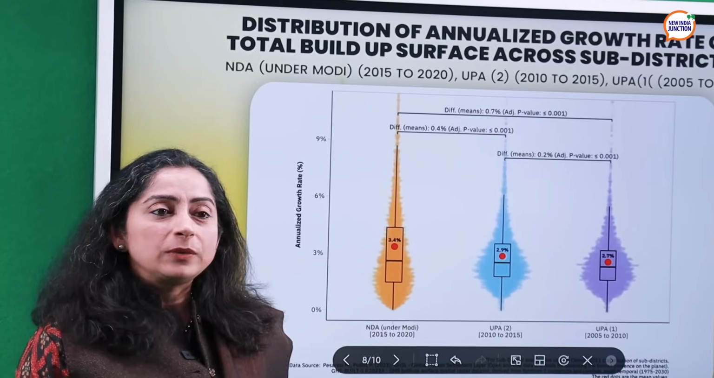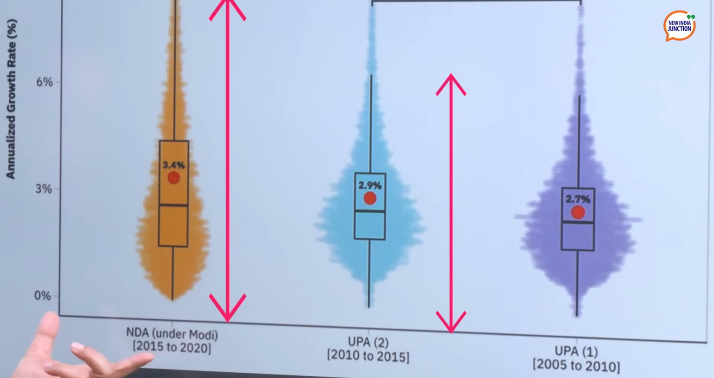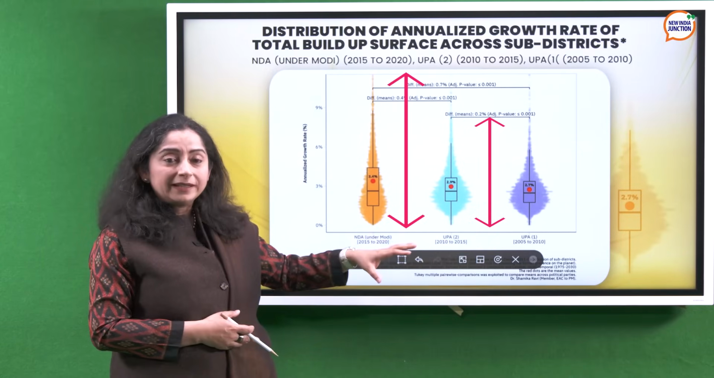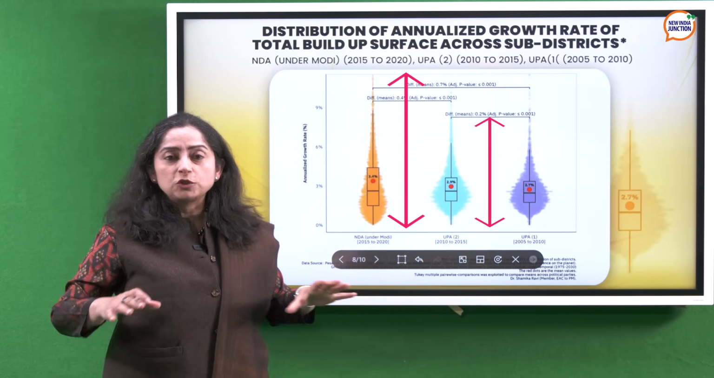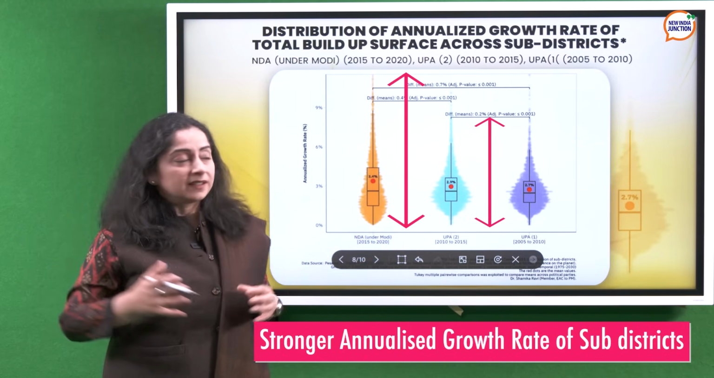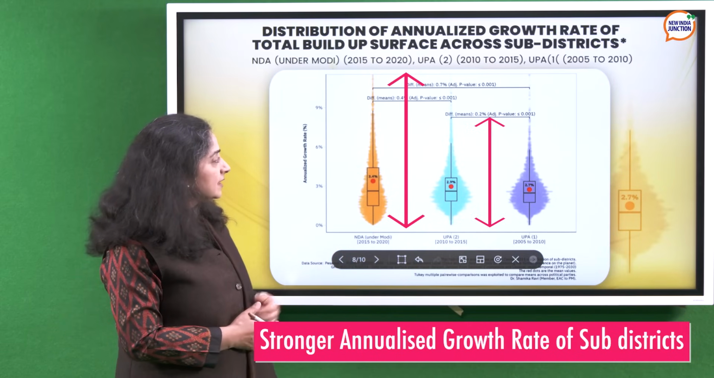Here, once again, we compare the growth rates under NDA 1, UPA 2 and UPA 1. Quite remarkably, the results are very consistent. So what you see at the parliamentary constituency looks similar to what you see under the district and becomes even stronger if you compare it with the sub-district level.